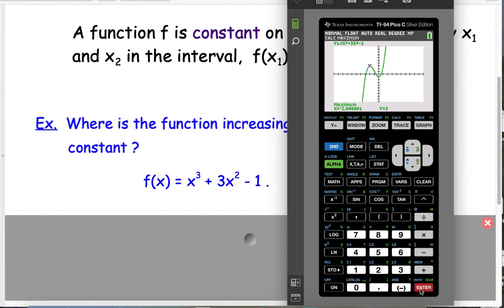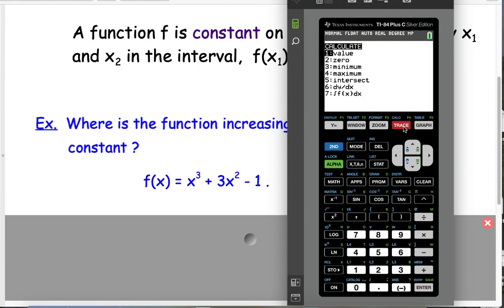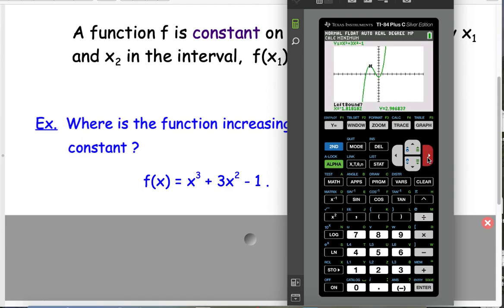Okay, so our function is increasing from negative infinity to negative 2, and then it's decreasing from negative 2 to 0, and then it's going to increase again from 0 to infinity. So let me show you how to calculate that minimum value just to verify. Second trace again. This time I'm going to choose number 3, minimum. And now I'm going to move closer to that. That should be good. Press enter. Give me a right bound, so go past it a little bit. Press enter. Give me a guess, I'll just press enter.